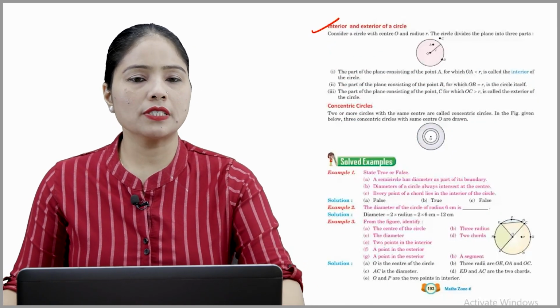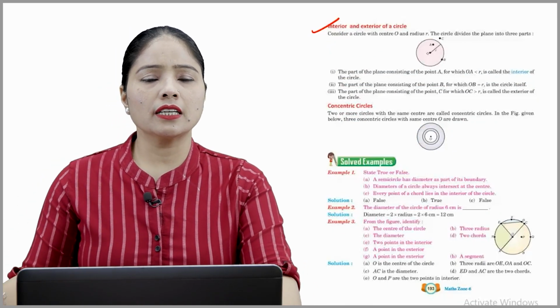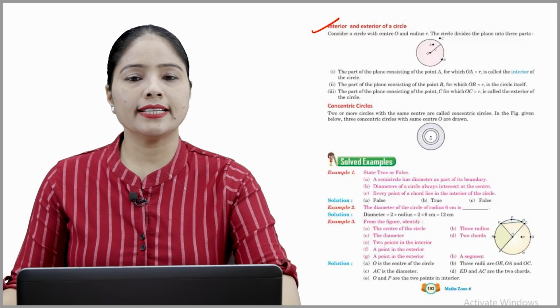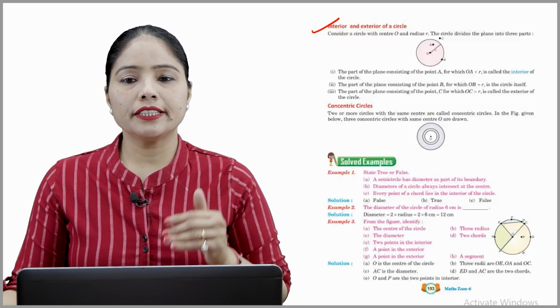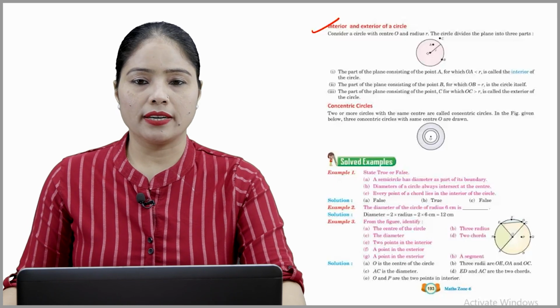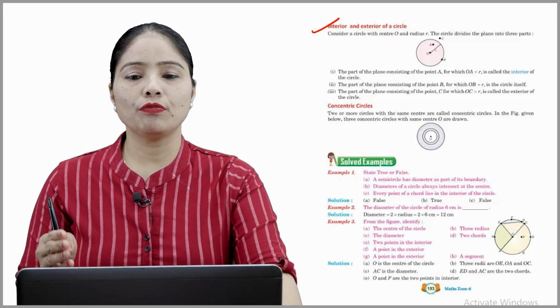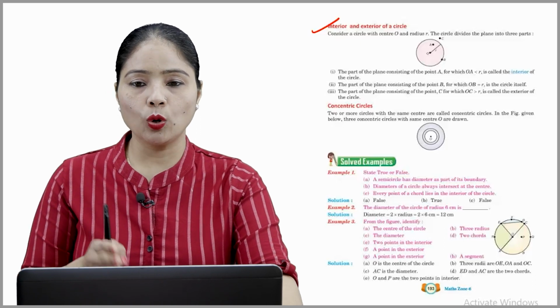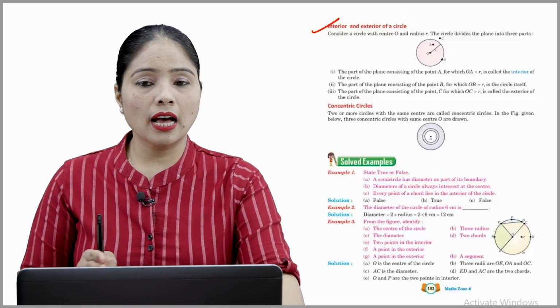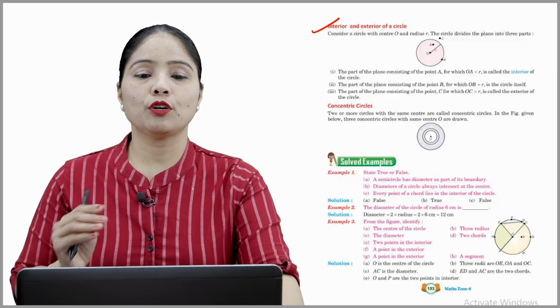Interior and exterior of a circle. Consider a circle with center O and radius R. The circle divides the plane into 3 parts. First is the part of the plane consisting of point A, for which OA is smaller than R, is called the interior of the circle.